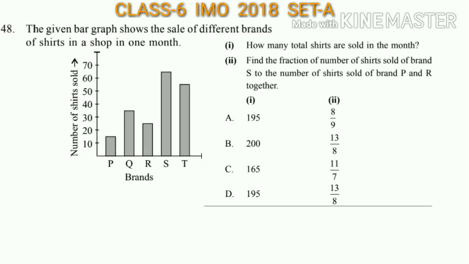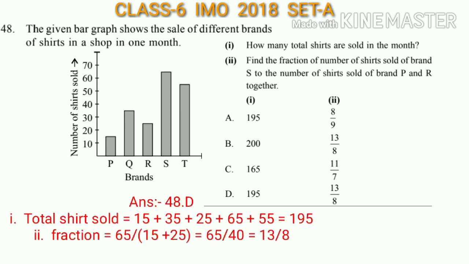Question 48. The given bar graph shows the sale of different brands of shirts in a shop in 1 month. I, how many total shirts are sold in the month? The number of shirts sold in brand P is 15, in brand Q is 35, brand R is 25, brand S is 65 and brand T is 55. So the total number of shirts sold is 195.